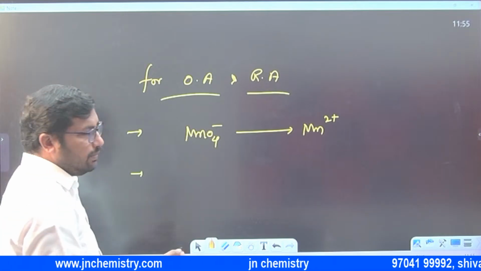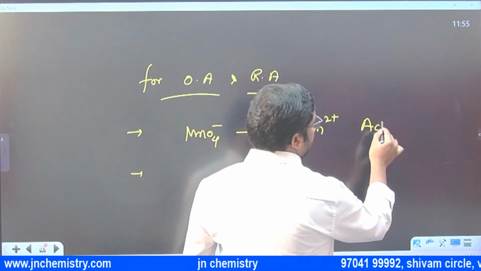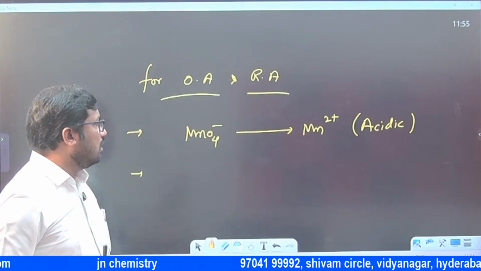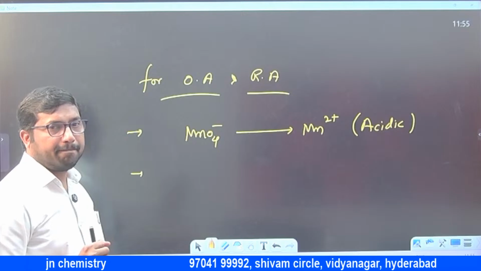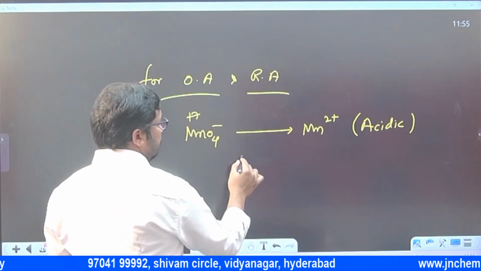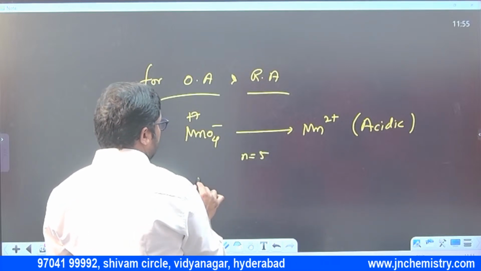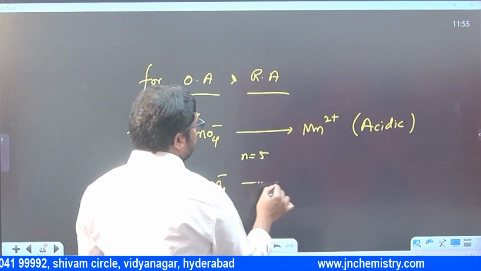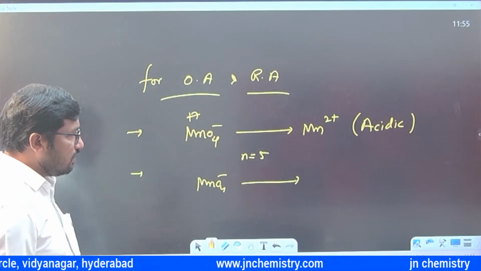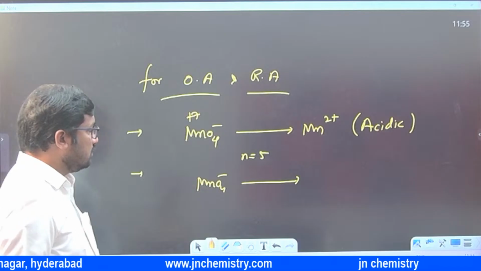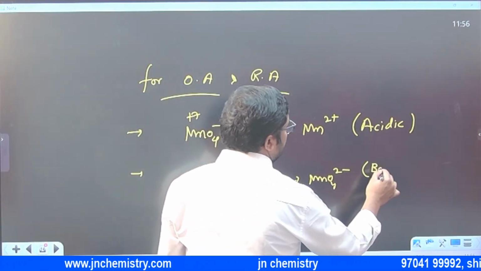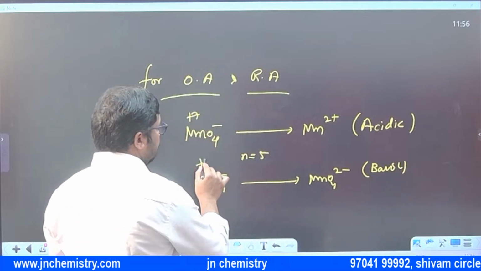MnO4 minus to Mn2 plus in acidic medium. So what is its n factor? 5. It is +7 to +2, right? n is equal to 5. MnO4 minus in basic medium, what is the compound? MnO4 2 minus in basic medium. So +7 to +6.